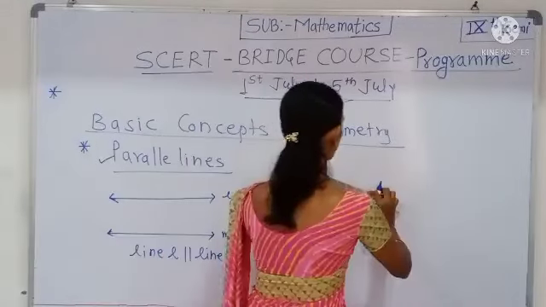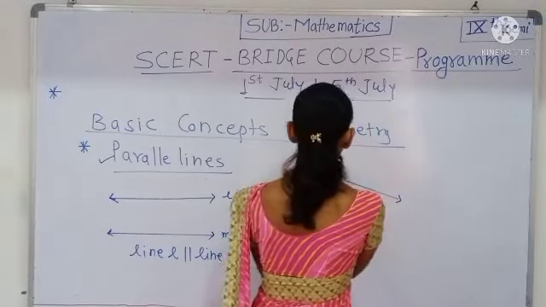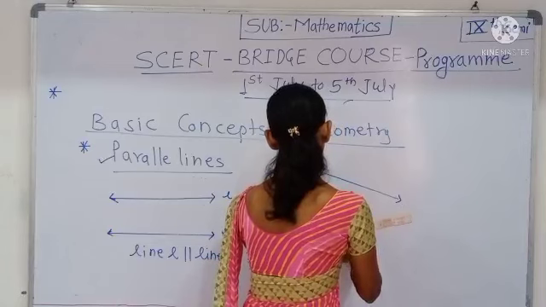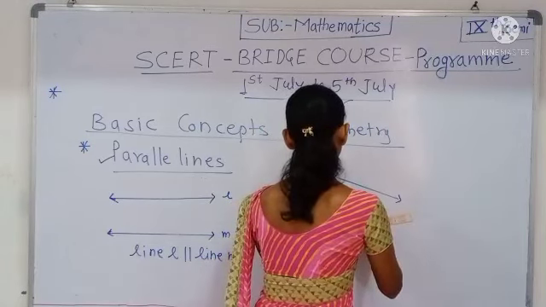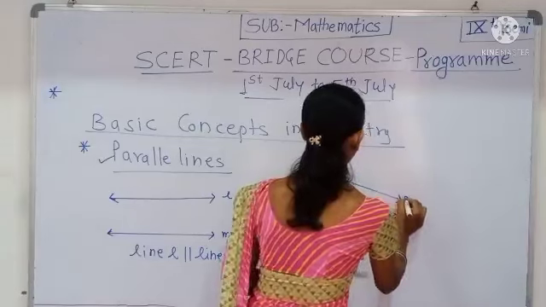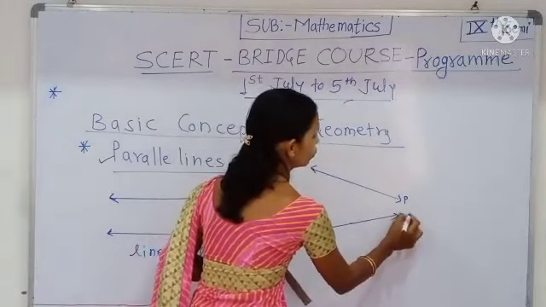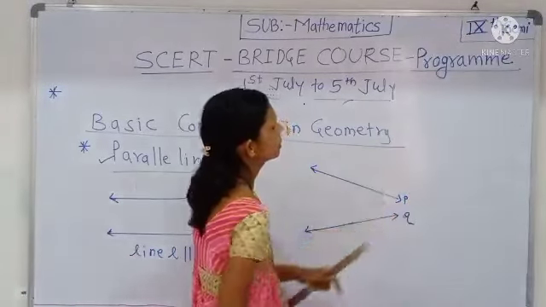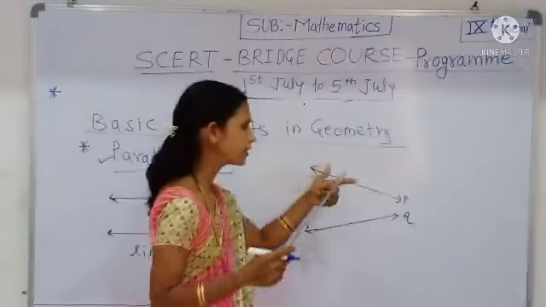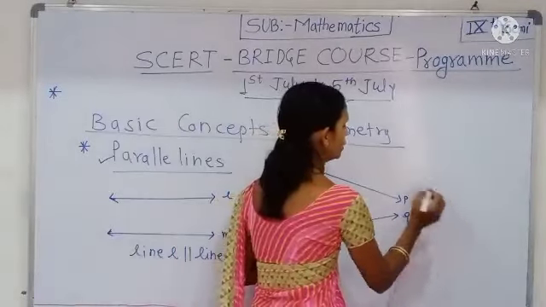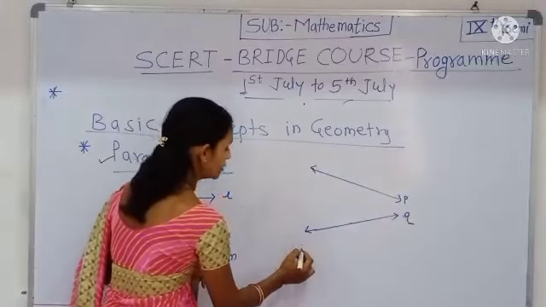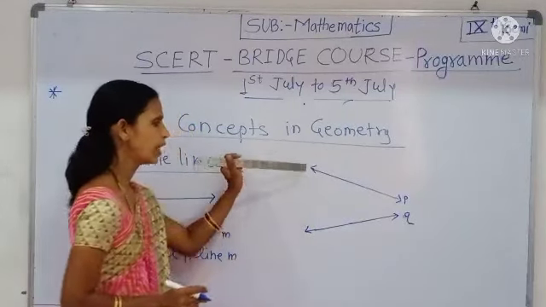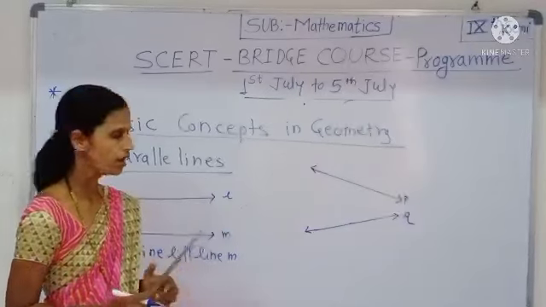Then see here one more figure, that is here line P and line Q. Line P and line Q are given here. If we extend these lines, then they will intersect each other at some point. Then these lines are not parallel lines. That means line P and line Q are not parallel lines.